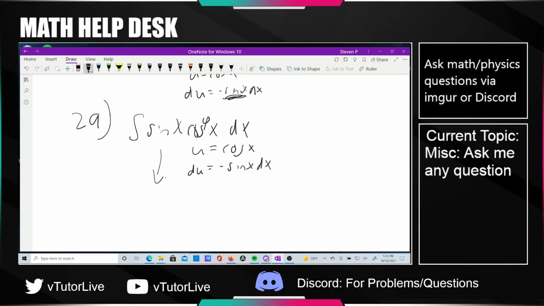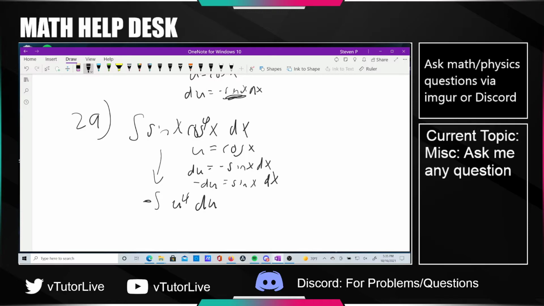So this turns into du is equal to minus sine x dx. So minus du is equal to sine x dx, right? And cosine to the fourth. Okay, so this turns into u to the fourth du. You see why that is?